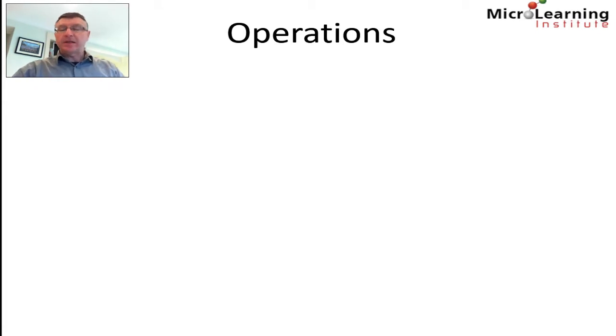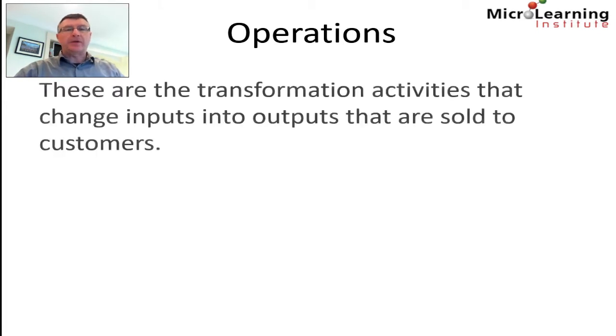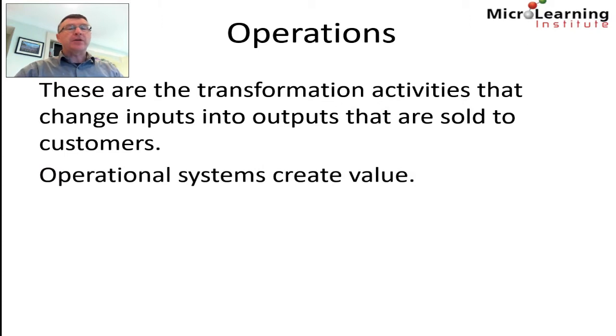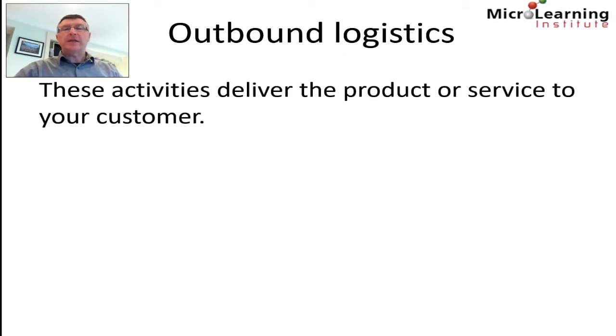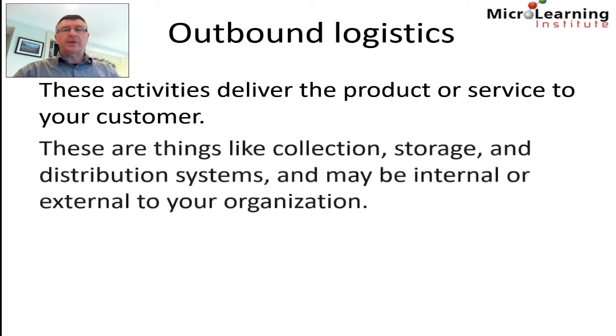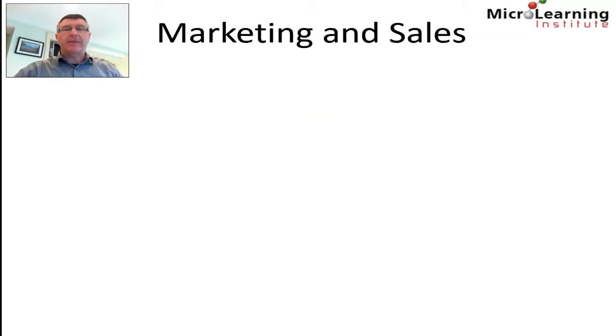Now let's look at the second of the primary activities, which is operations. These are the transformation activities that change inputs into outputs that are sold to customers. Operational systems create value for the organization. Looking at outbound logistics now, these are the activities that deliver the product or the service to the customer. These are things like collection, storage and distribution systems, and these may be internal or external to the organization.